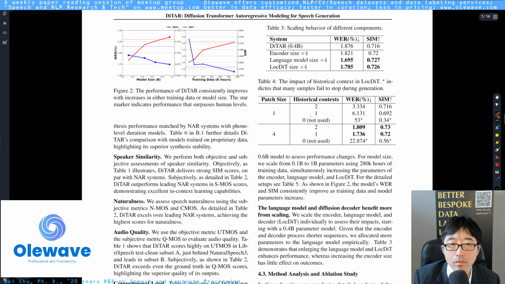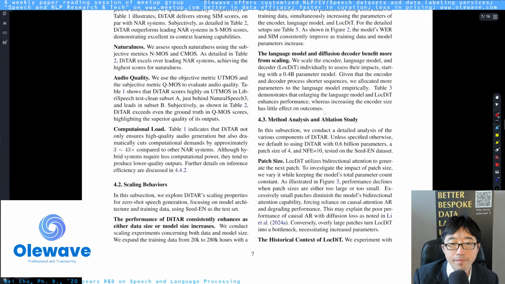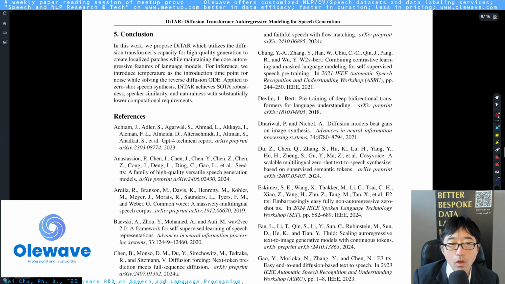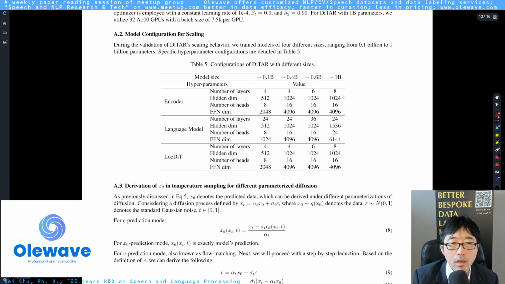Figure 2. Table 6, further detailed comparison model trained on proprietary data. Okay, Table 6. They're jumping to Table 6 already. They do include their proprietary data. Oh, this is scaling. Okay.